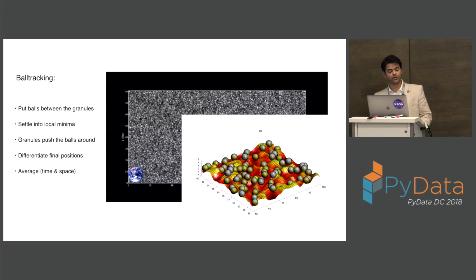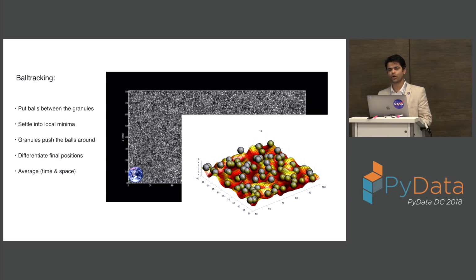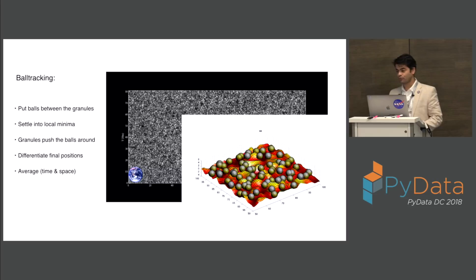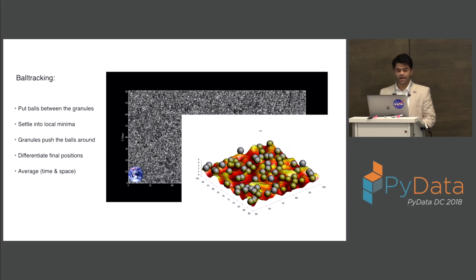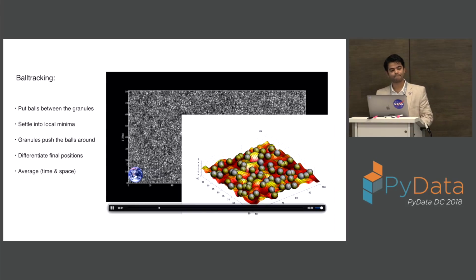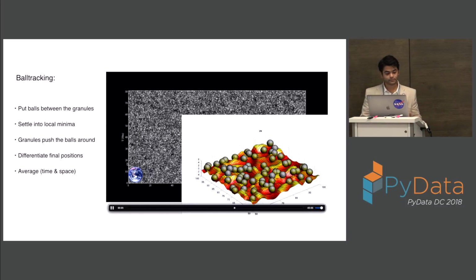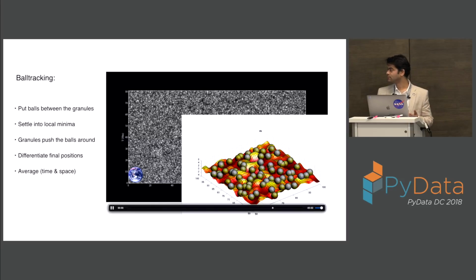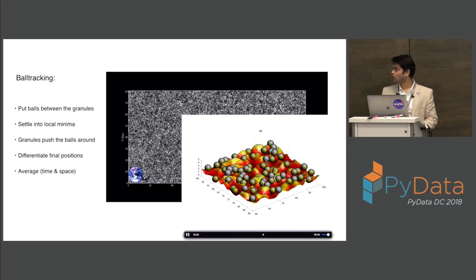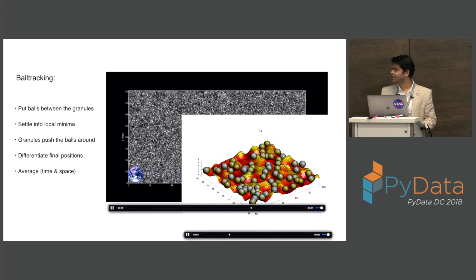The purpose of ball tracking is to track granules much more accurately than local correlation tracking. The principle is to throw balls between the granules, and with an equation of motion, they would settle into the local minima. And as the granules move, grow, shrink, they push the balls around, as illustrated in this video, which is not synthetic data. This is actual real data. The carpet that's moving with the bumps is actually directly taken from those data that you have in the background.